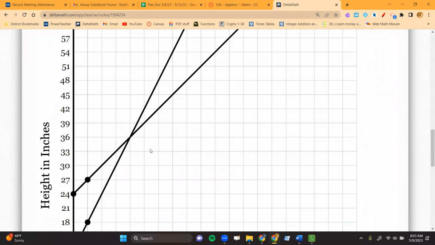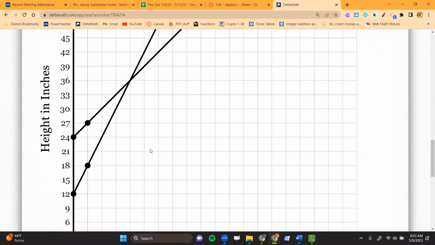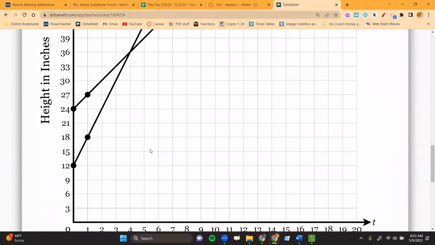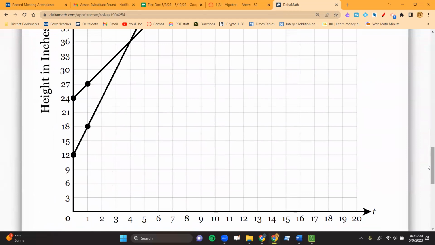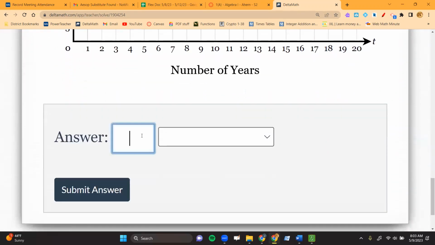And so I'm going to answer this question again. You got to read your questions. If it said, how long does it take before the trees are the same height? Then we would say 4 years because it's above the 4 where the lines cross. But we're not interested in the time. We're interested in the height. So what would I answer this as? 36. So the answer is 36.